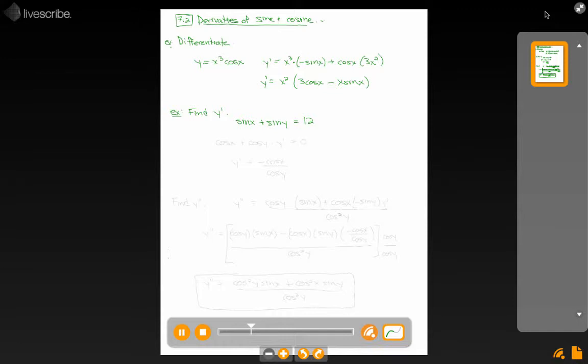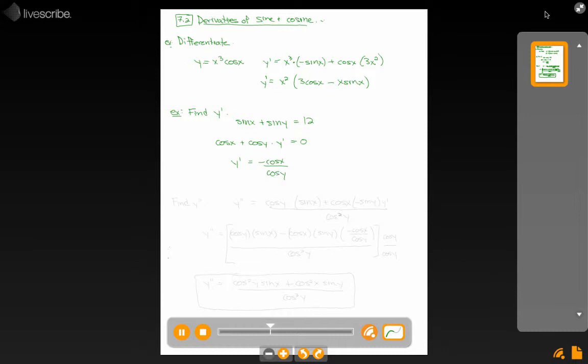This next example is an implicit differentiation example. We've got sine x plus sine y equals 12, and we're asked to find the derivative y prime or dy by dx. So my first job is to differentiate everything with respect to x. It gives me cosine x plus cosine y times y prime equals 0. So finding the derivative just means solving for y prime. I'm going to have y prime equals negative cos x over cos y.